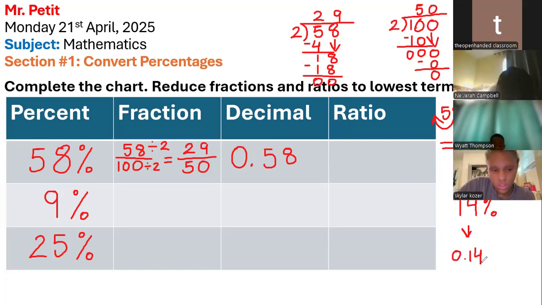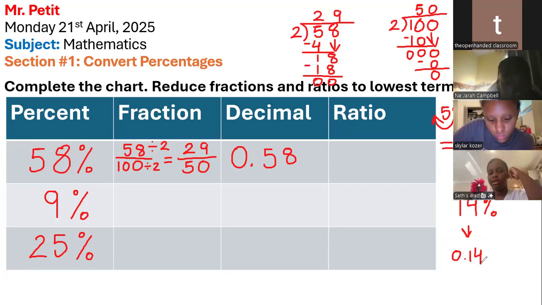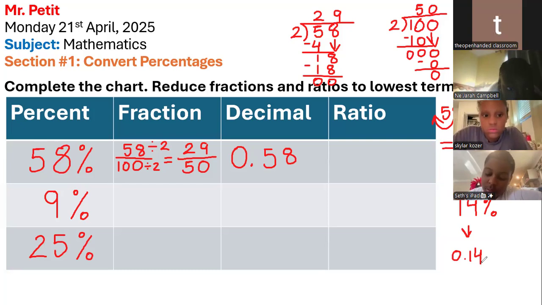The next thing that we need to do is put it as a ratio. What is 58% as a ratio? 58 to 100. Say it again. Is it 29 to 50? Very good. The two dots? Yes. So it's gonna be 29 to 50.